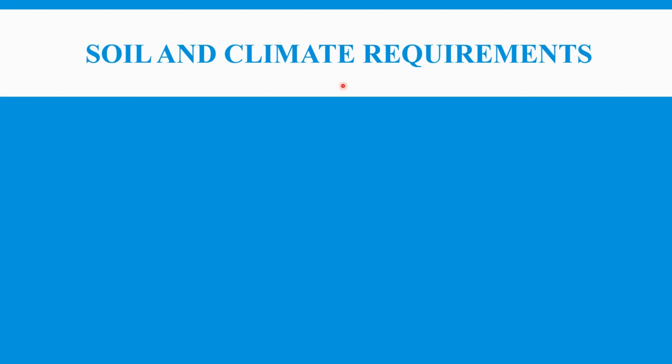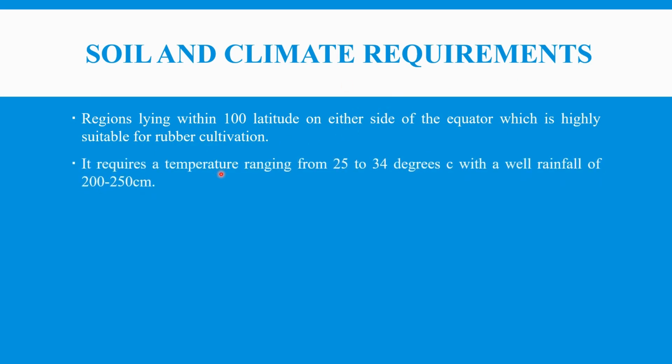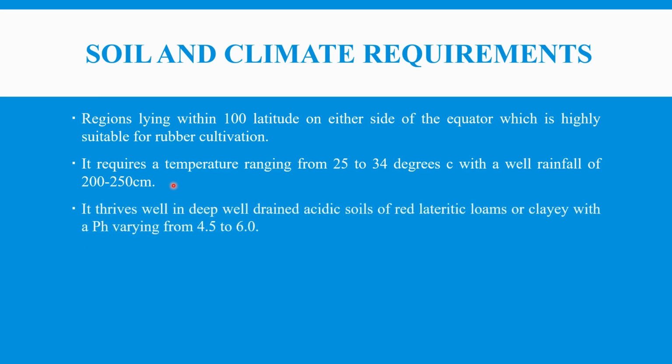Coming to the soil and climate requirements of the rubber, the regions lying within 10 degrees latitude on either side of the equator are highly suitable for rubber cultivation. A temperature ranging from 25 to 34 degrees Celsius is good for the rubber plantation, and the rainfall should be 200 to 250 centimeters, or 2000 to 4500 mm. This is very important for the rubber plantation.